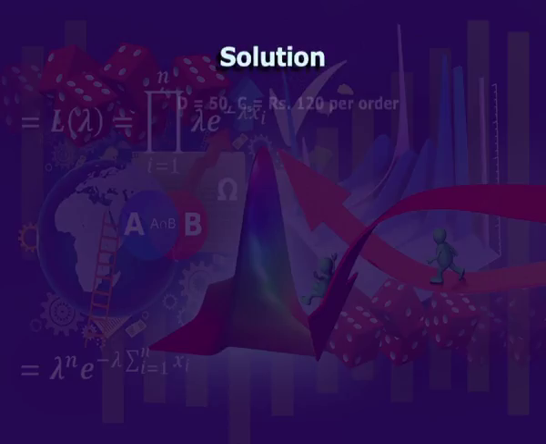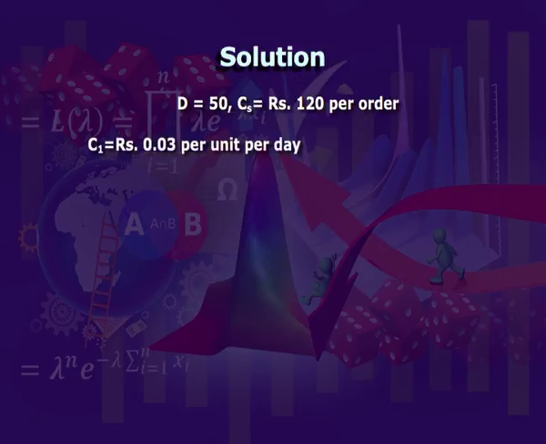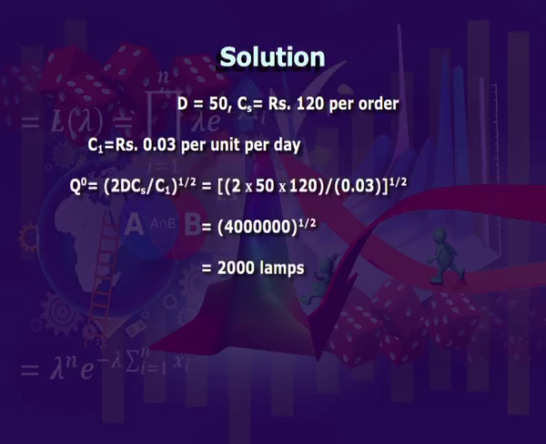Let us see the solution. Here, capital D equals 50, CS equals rupees 120 per order, C1 equals rupees 0.03 per unit per day. Then Q0 equals square root of 2 into D into CS divided by C1. Substituting the values of D, CS and C1, we get the answer of 2000 lamps. We calculate T0 equal to Q0 divided by D. Substituting the values of Q0, which is 2000, and D, which is 50, we get the answer 40 days.